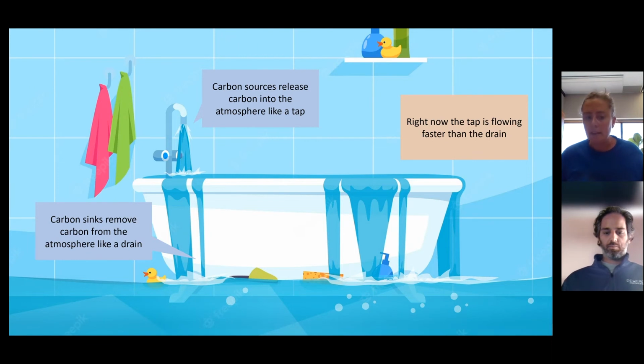But what's happening is that humans are artificially turning up the volume of that tap. So more water is being put into the atmosphere than the drain can naturally drain out. And so programs like the one we're going to show you today, they exist to help remove some of that carbon out of the atmosphere to stop the tub from running over.